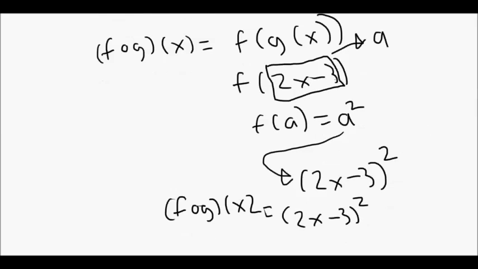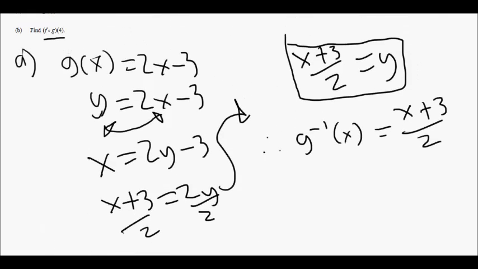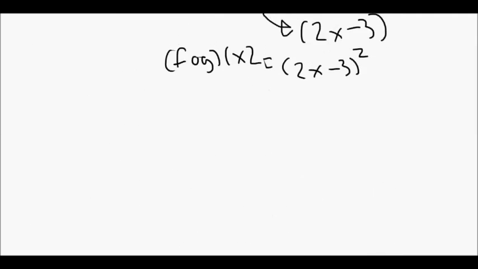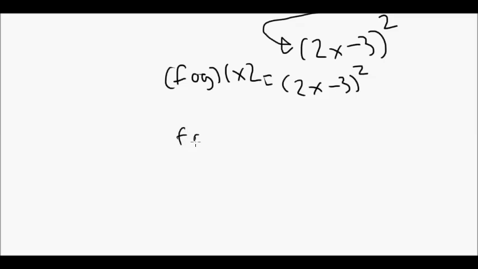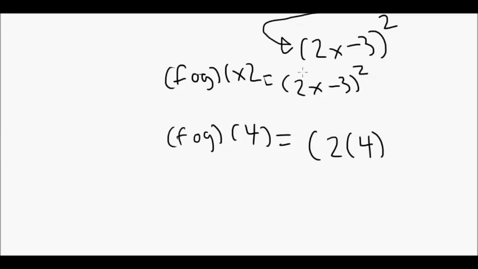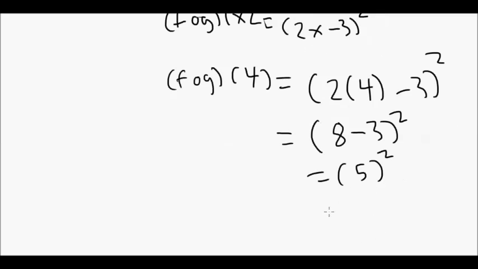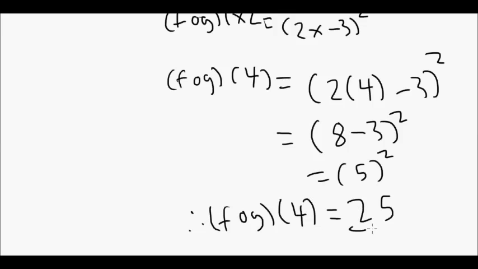Now what we have to do is find out what f of g of 4 is, and that's the important part, f of g of 4. So we're going to input 4 into our argument. So we have f of g of 4, and this is going to equal 2 times 4 because I'm substituting x for 4, minus 3 squared. This is going to equal 8 minus 3 squared, which is 5 squared, and then that is quite simply 25. So therefore f of g of 4 is going to equal 25.